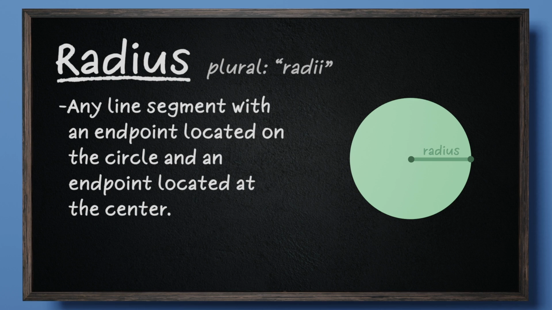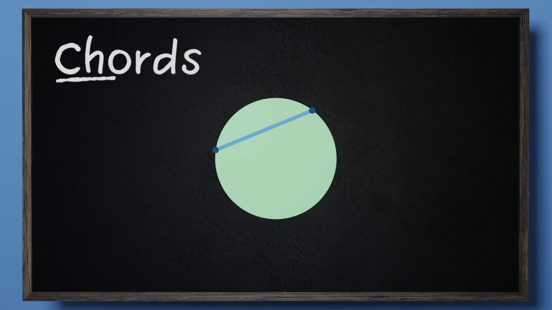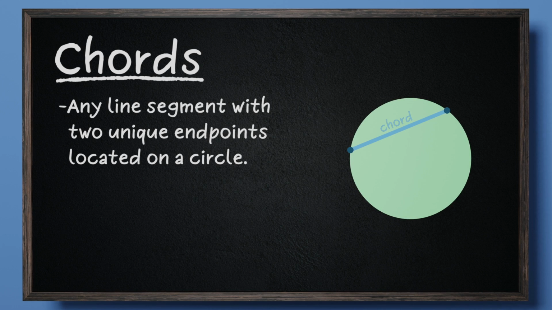The plural form of radius is radii. The radius is any line segment with an endpoint on the circle and an endpoint located at the center. The following line segment is unlike a radius since it stretches from one end of the circle to another end. These kinds of lines on a circle are called chords. A chord is any line segment with two unique endpoints located on a circle. The following segments show some of the infinite number of chords a circle can have.